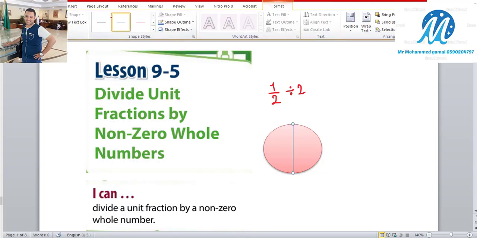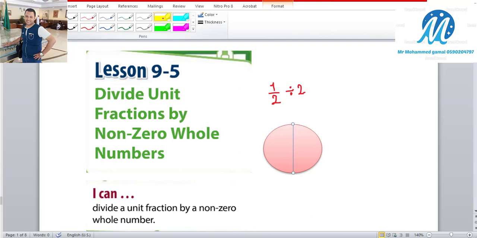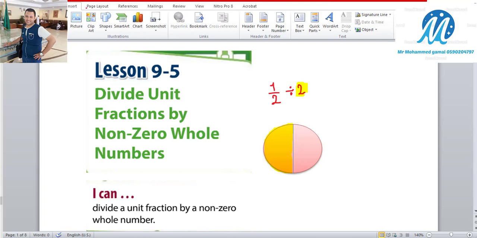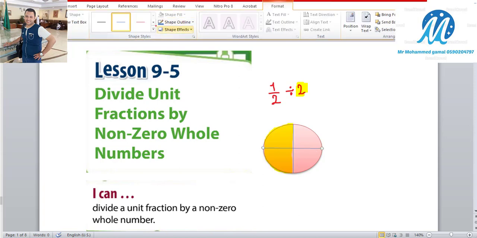So what is my half here? This part, which I'm going to shade in yellow, is the half. The question is asking me to divide this half into 2. So I'm going to split it into 2 equal parts, splitting it again here from the middle. Let's make it in black.